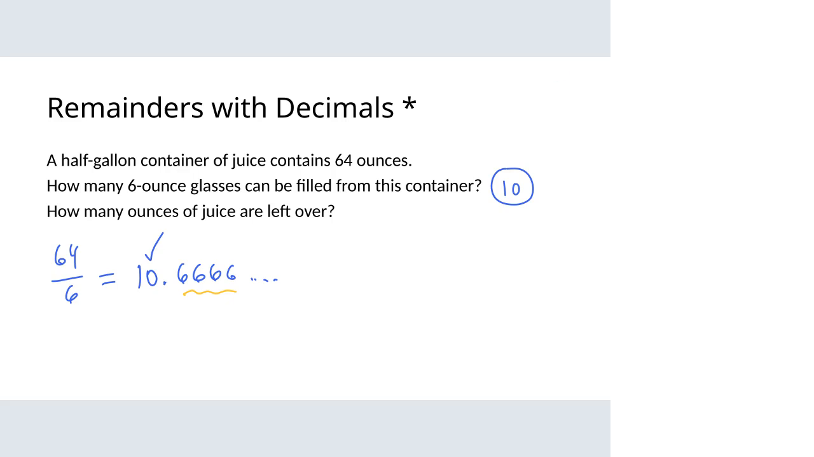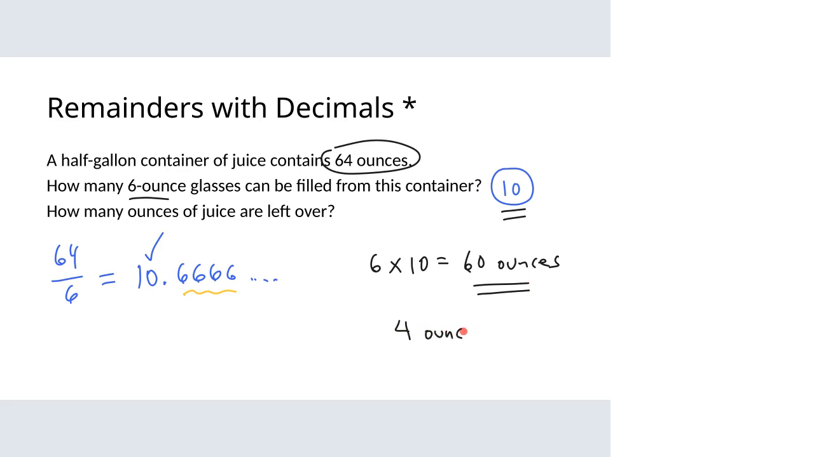So when I fill my 10 glasses of juice that are all 6 ounces each, so 6 ounces times 10 glasses, I've used 60 ounces. I started with 64, I've used 60, so I have 4 ounces left over. Hopefully that seems a lot simpler now than it did at first glance.